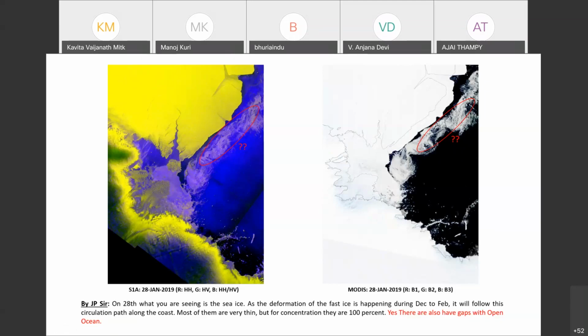So what is this? As the deformation of the fast ice is happening during December to February, it will follow this circulation path along the coast. Most of these features are very thin, and that's why we will be considering this portion as sea ice only, but with a concentration of 100%.